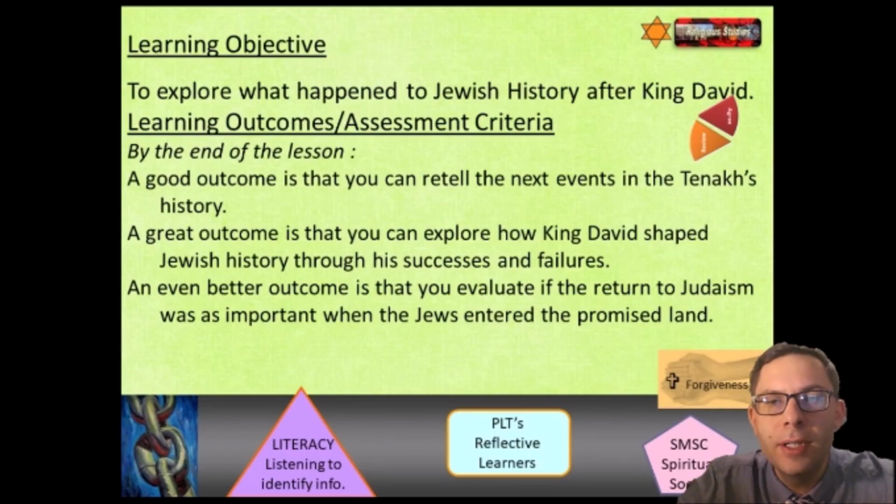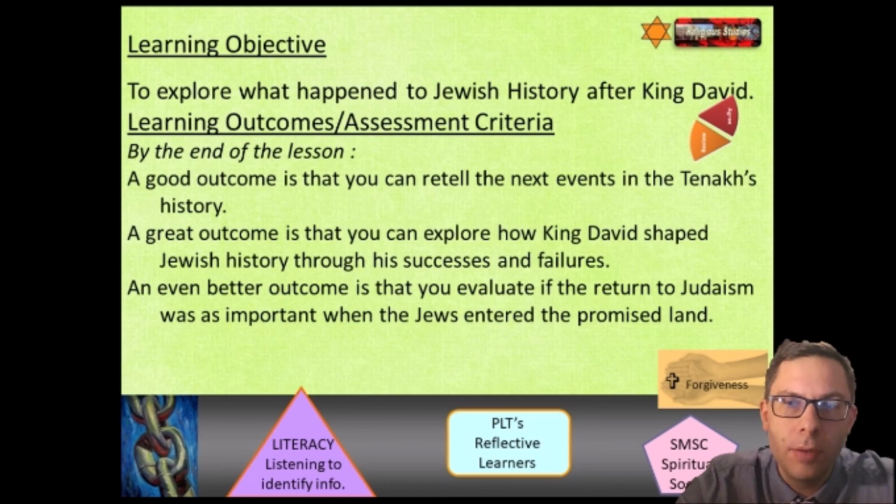Okay, so that brings us to the end of this session. Wasn't a particularly long one today, I get that, but it does bring us to a nice conclusion. So what we've done is we've thought particularly about that last outcome, evaluating if the return to Jerusalem was as important as when the Jews entered the Promised Land. And what we'll see next time is what's happened in the last 2,000 years. So next time I speak to you, we are going to cover 2,000 years worth of history. No pressure, but we can do it.